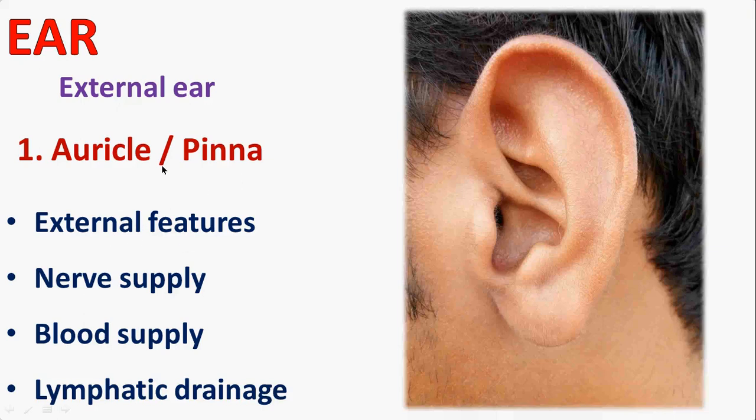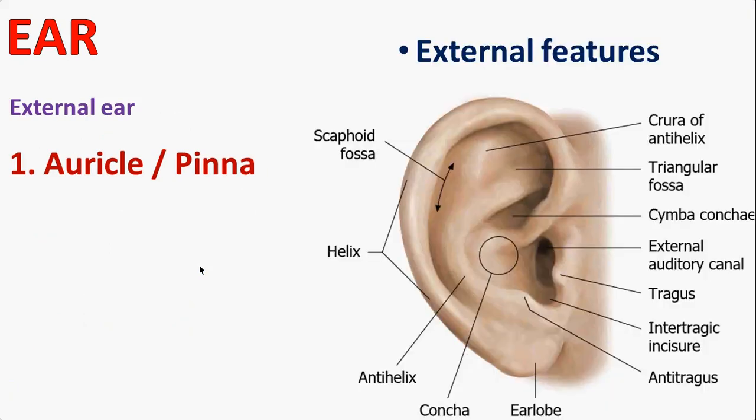First we will see about the auricle or pinna, its external features, nerve supply, blood supply, lymphatic drainage and applied anatomy. About the auricle and the pinna, in this figure you can see, in the viva the examiner can also ask what are the external features of the auricle or the pinna, what are the parts of the external ear.